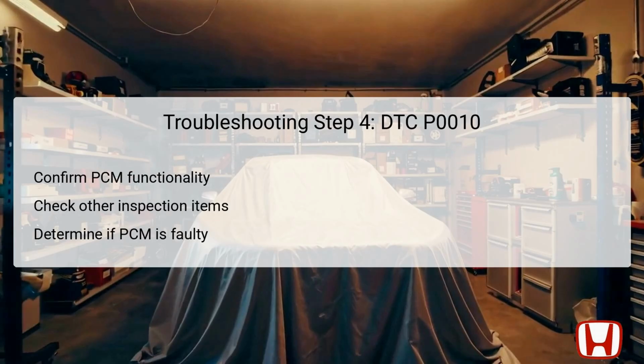In the final troubleshooting step, assuming that all prior inspection items yielded normal results, the focus shifts to the PCM's functionality. The PCM is responsible for processing input signals from various sensors, which in turn modulate engine performance. If the previous tests confirmed the VTC oil control solenoid and the wiring are in good condition, yet DTC P0010 persists, the PCM may be at fault.